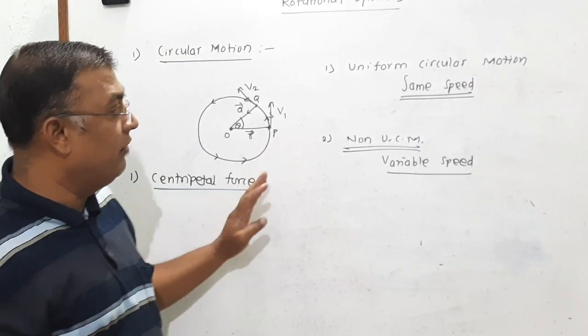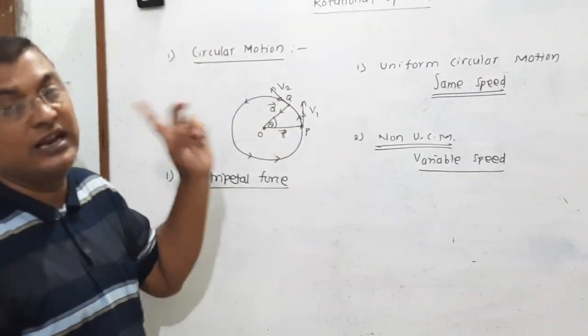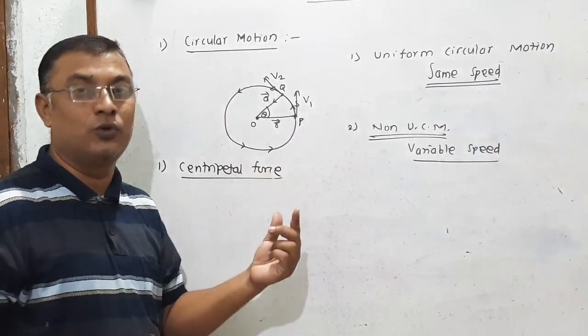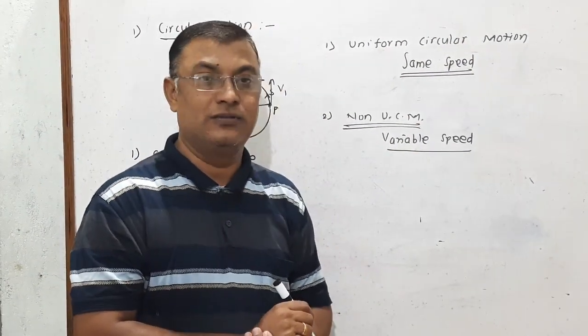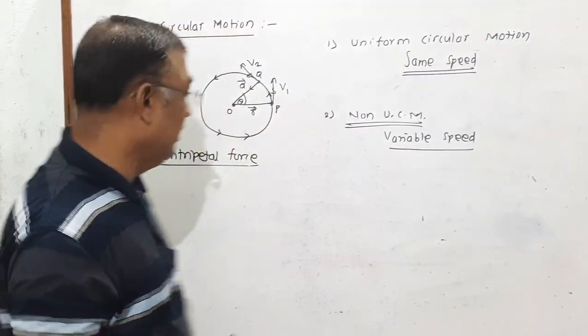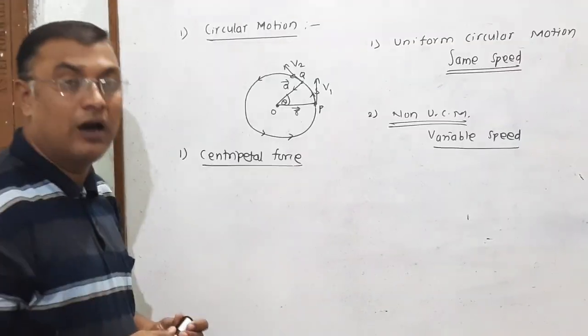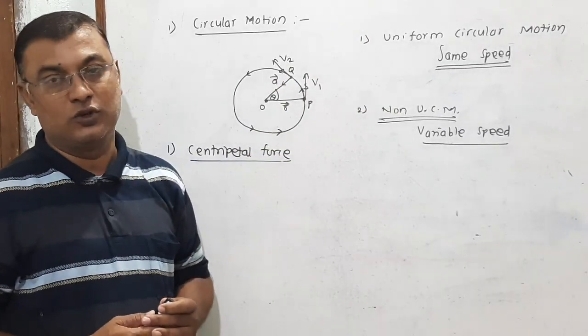That means whenever uniform circular motion is there, the centripetal force is necessary. The centripetal force must be balanced by another force. Then and only then is uniform circular motion derived. Unless the centripetal acceleration or the centripetal force arises, uniform circular motion is not possible.